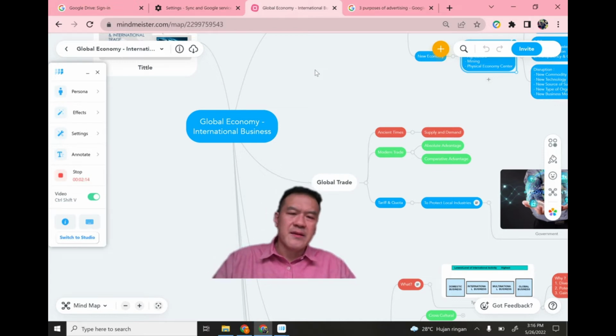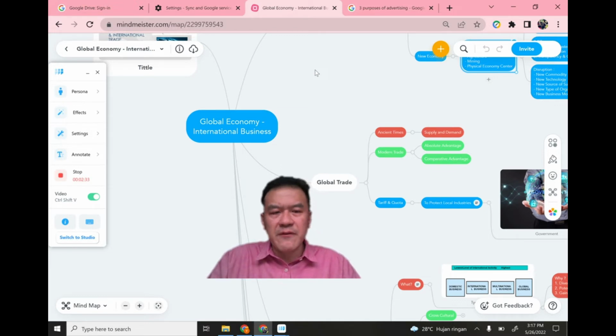In modern trade, it is no longer like that. We are actually trading products that we can produce. There are two things that each country will have: one is absolute advantage, and the second is comparative advantage. Absolute advantage is the advantage of one country over another country in producing a certain product, while comparative advantage is the advantage of one country in producing one product compared to another product.